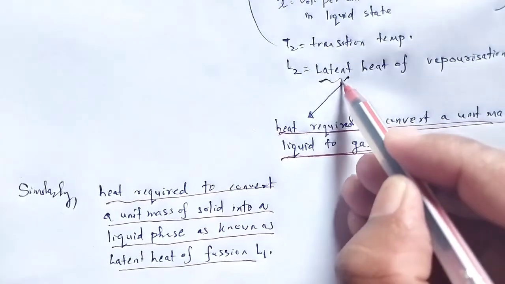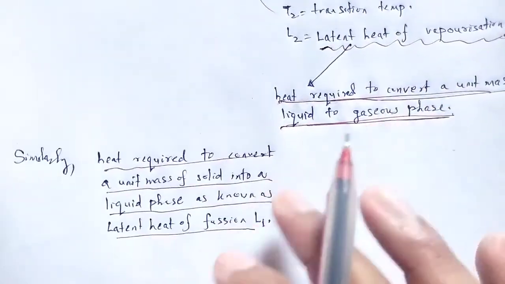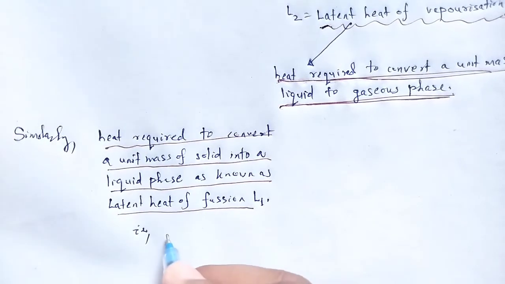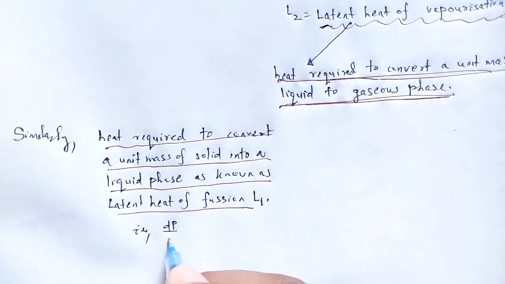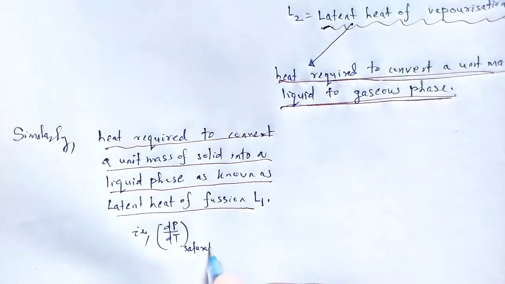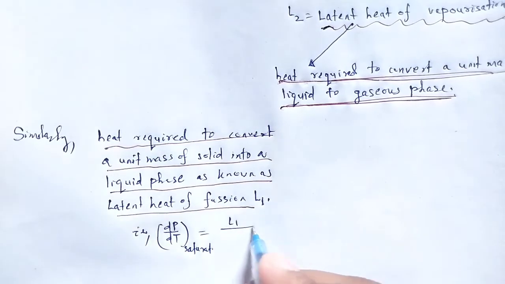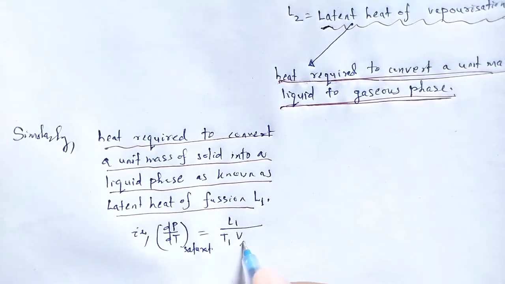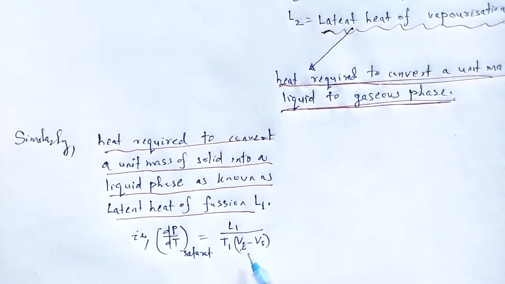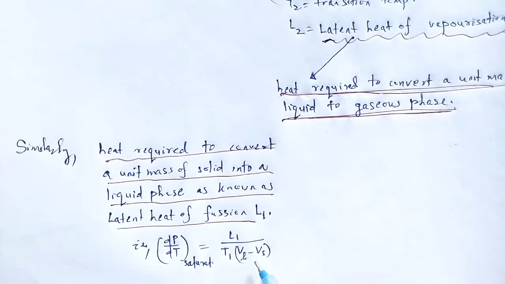Here is the latent heat of fusion, and the equation will be dP by dT at saturation is equal to L1 divided by T1 into (VL minus Vs). Similarly, VL is the volume per unit mass of the substance in liquid, and Vs is the volume per unit mass of solid.